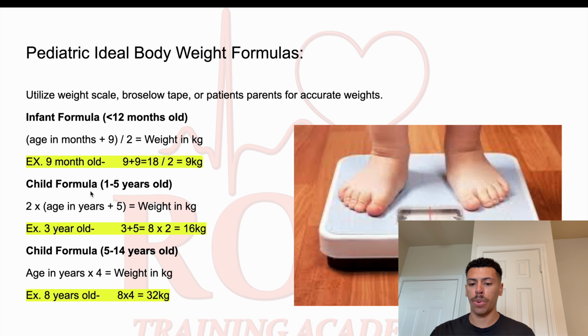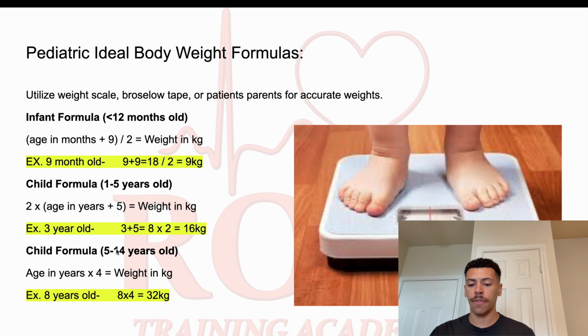For children between 1 to 5 years old, it's going to be 2 times their age plus 5, and that's going to be their weight in kilograms. So a 3-year-old, we're going to start with 3 plus 5, their age plus 5. That's going to equal 8. And then we're going to multiply that by 2, and that'll be 16 kilograms.